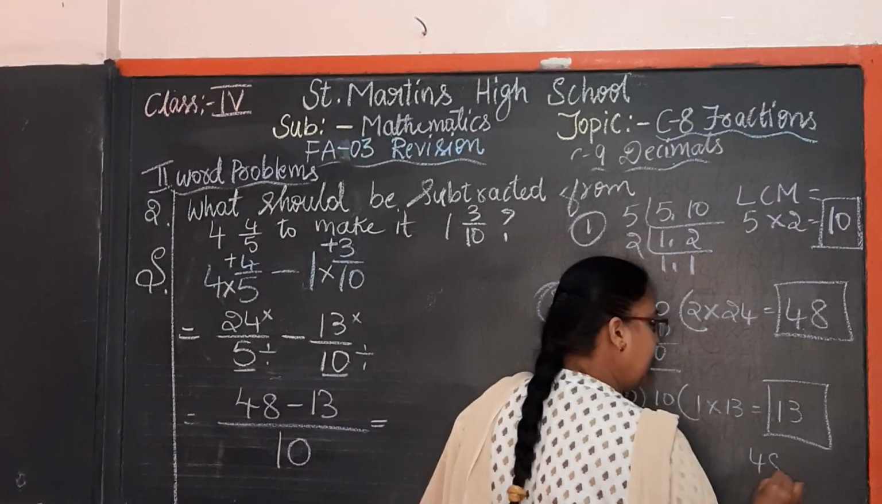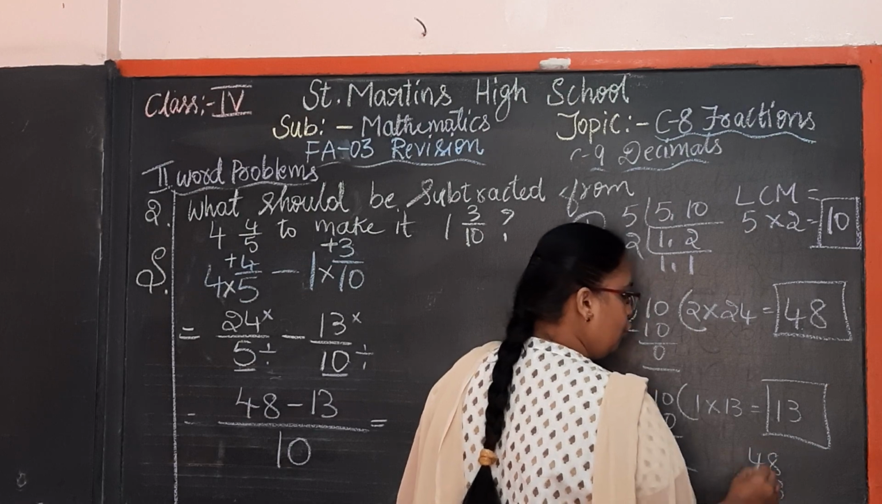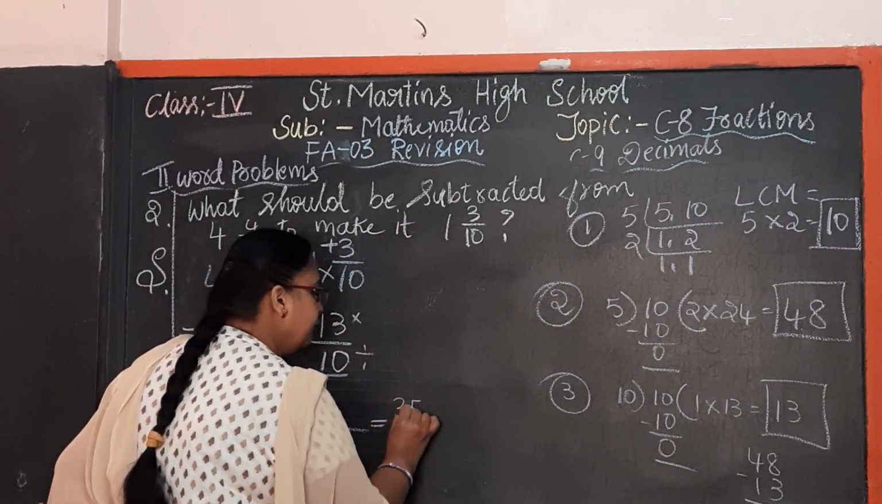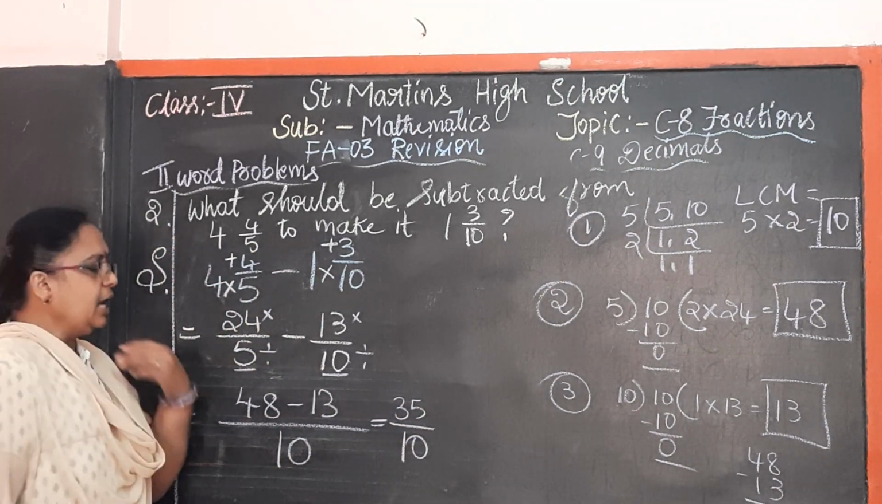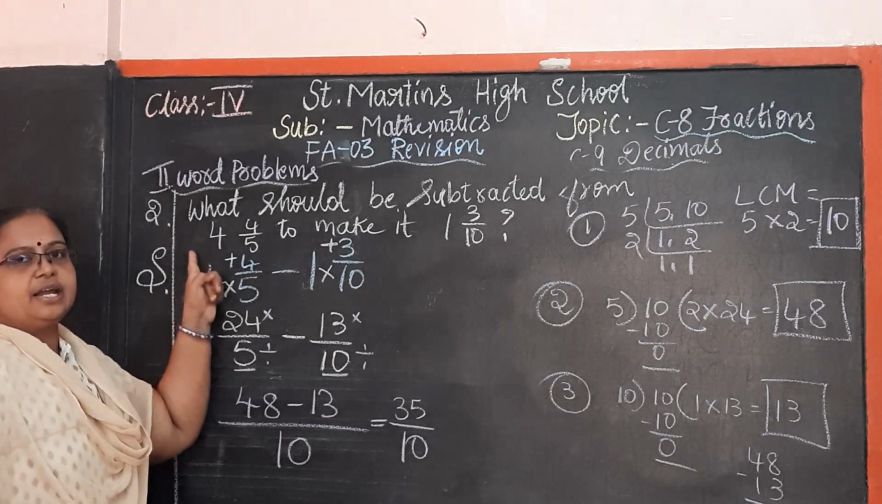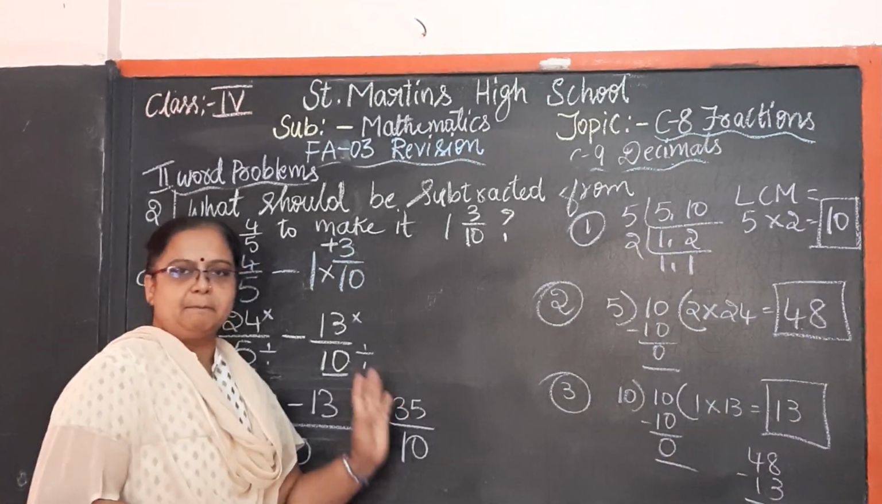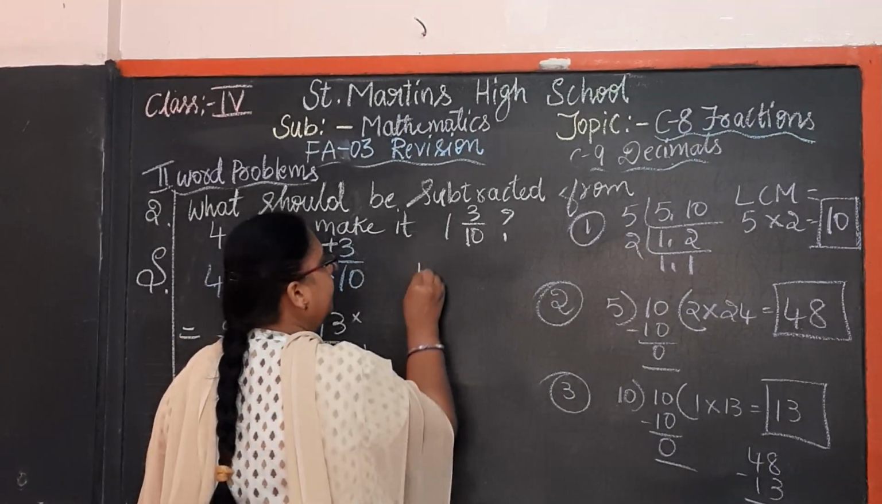48 minus 13. 8 minus 3 is 5. 4 minus 1 is 3. What did we get? 35. 35 by 10. Yes, children. Now, see, in the question, it is a mixed fraction. So even the answer should be in mixed fraction only. So we have to divide 35 by 10. Let us divide here.